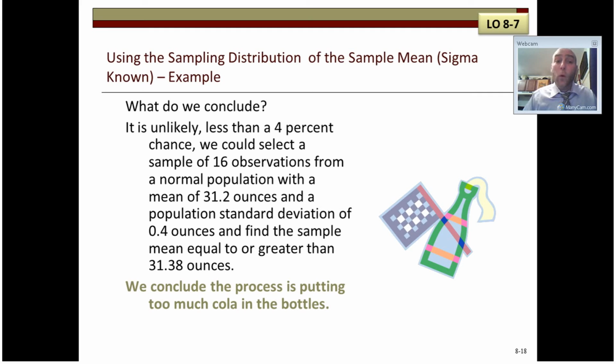There's less than 4% chance that we could select a sample of 16 observations from a normal population with a mean of 31.2 and a standard deviation of 0.4 and find that the sample mean of those 16 things is greater than or equal to 31.38 ounces. So we get to go to that soda factory and say, hey, you're putting too much product in your bottle, or we just keep our mouths shut and we're happy that we're not thirsty.